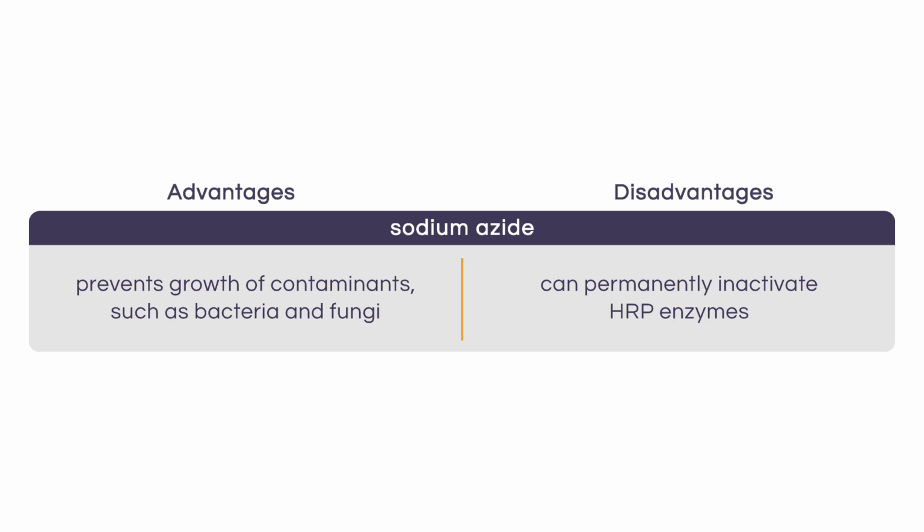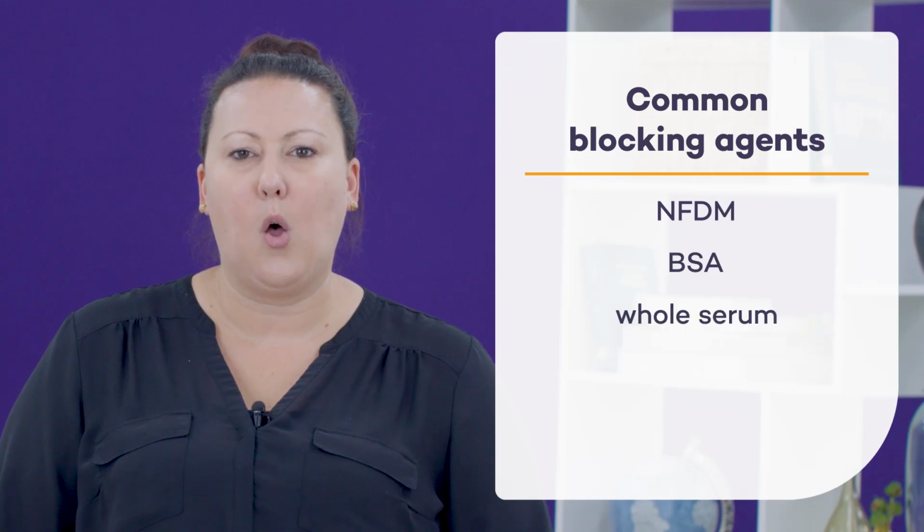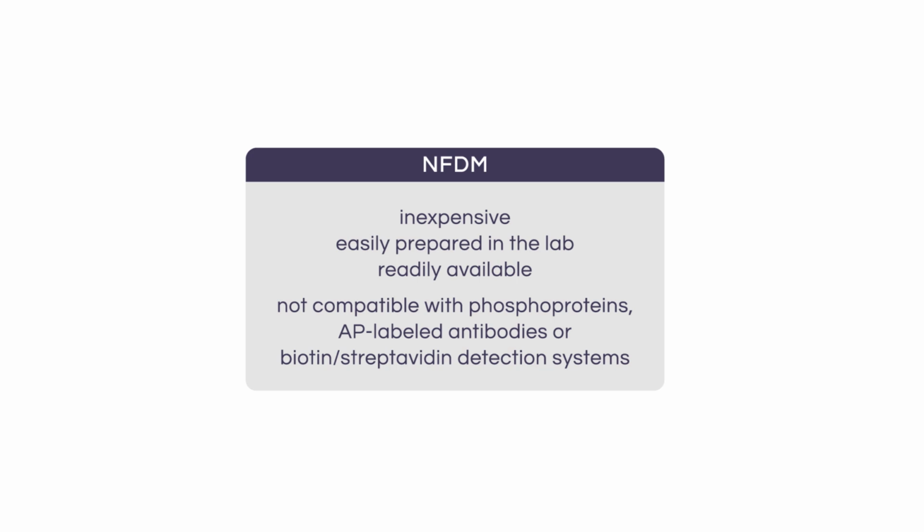antibodies are used. There are several different blocking agents that can be used in the lab, including NFDM, BSA, whole serum, and gelatin. NFDM is one of the most commonly used blocking agents and is generally a good blocking agent. It's inexpensive, can easily be prepared in the lab, and is readily available. However, it should never be used when detecting phosphorylated proteins.